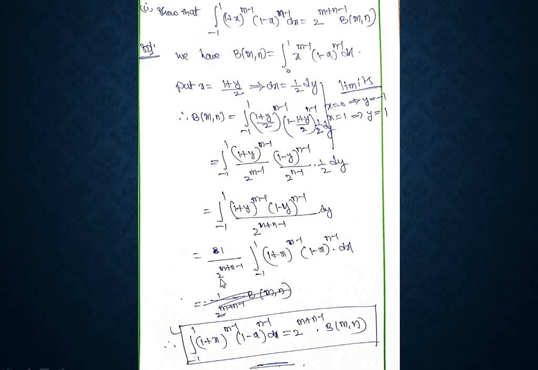Now this is separated from the integration. So 1 by 2 power m plus n minus 1, integral minus 1 to 1, (1 plus x) whole power m minus 1, (1 minus x) whole power n minus 1 into dx. So if you see, that is what we have to prove. We started with beta of m comma n, and what we have is 1 by 2 power m plus n minus 1. If we take this 1 by 2 power m plus n minus 1 to the left hand side, we have integral minus 1 to 1, (1 plus x) whole power m minus 1, (1 minus x) whole power n minus 1 dx is equal to 2 power m plus n minus 1 into beta of m comma n.